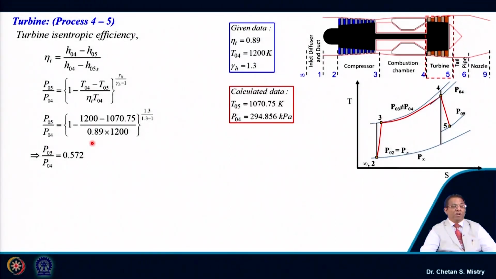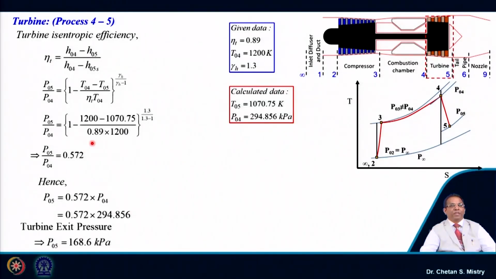So, be careful when we are writing the correlation. Since my P04 is known to me, that is my turbine entry pressure, we can calculate what will be our exit pressure from the turbine, and that is coming 168.6 kilopascal.